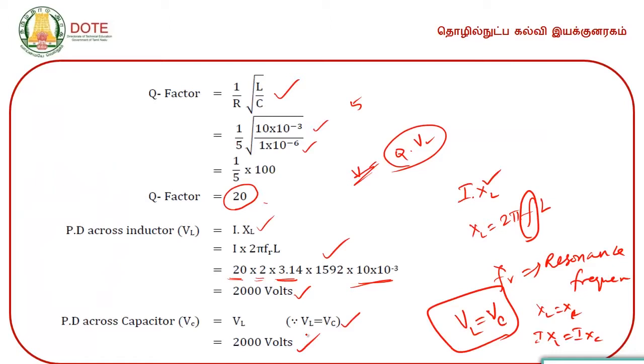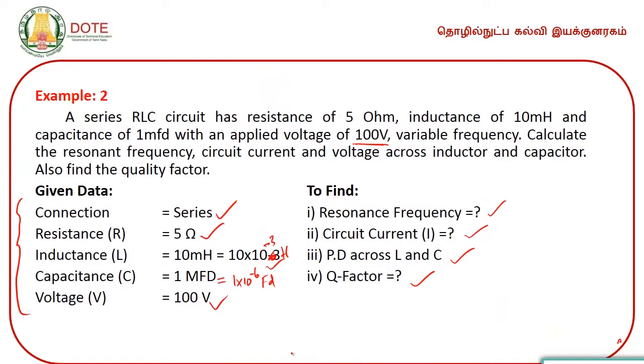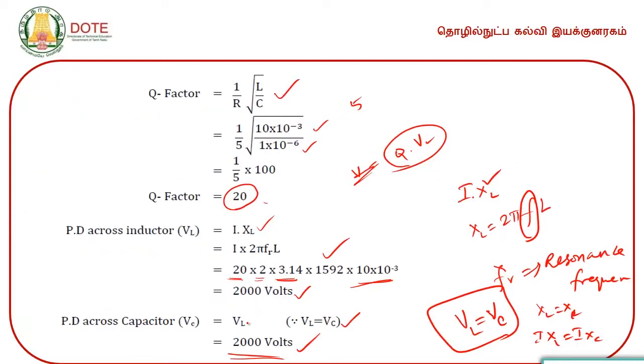Here you can see the magnification. What is the applied voltage? The applied voltage is 100. Now you can see it has been magnified 20 times, or you can straight away find the potential difference across XL as Q into V. What is Q? It is already found to be 20. What is V? V is 100. So, it is 2000 volts.